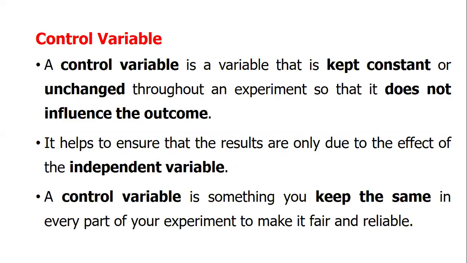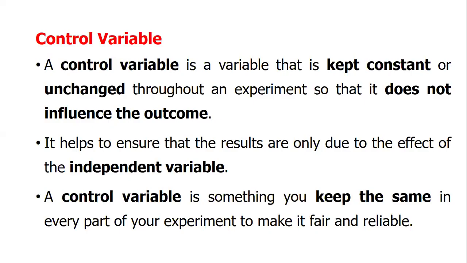Control variable. A control variable is a variable that is kept constant or unchanged throughout an experiment so that it does not influence the outcome. It helps to ensure that the results are only due to the effect of the independent variable.